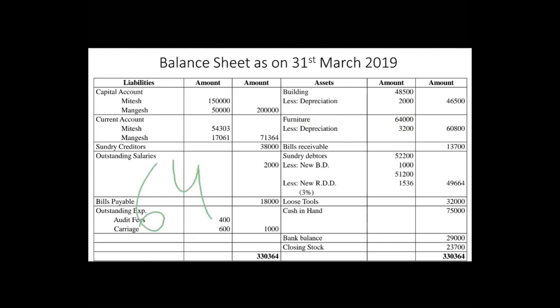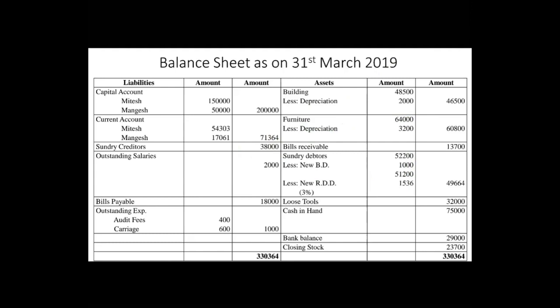So 64,000 into 5 upon 100. So it will be how much? It will be 3,200. So 20 cut, 20 cut. 640 into 5 is how much? It is 3,200. Okay. So we have depreciation 64,000 का 5%. That is 3,200. So you will going to deduct this amount.